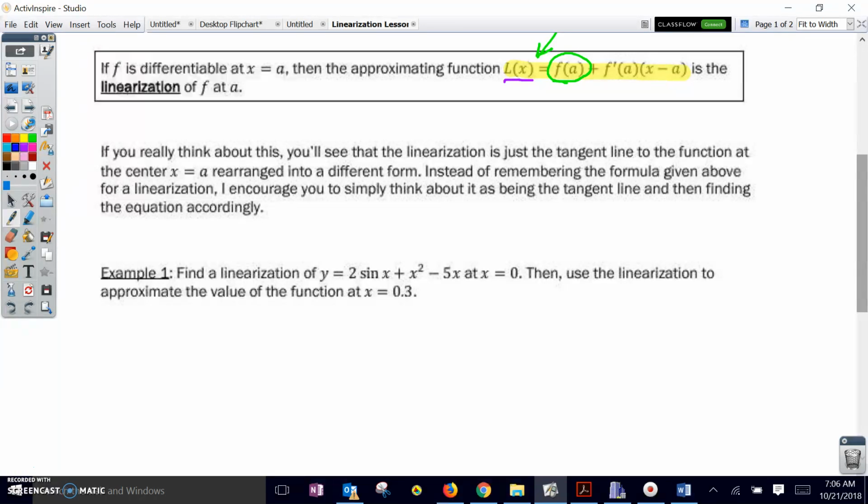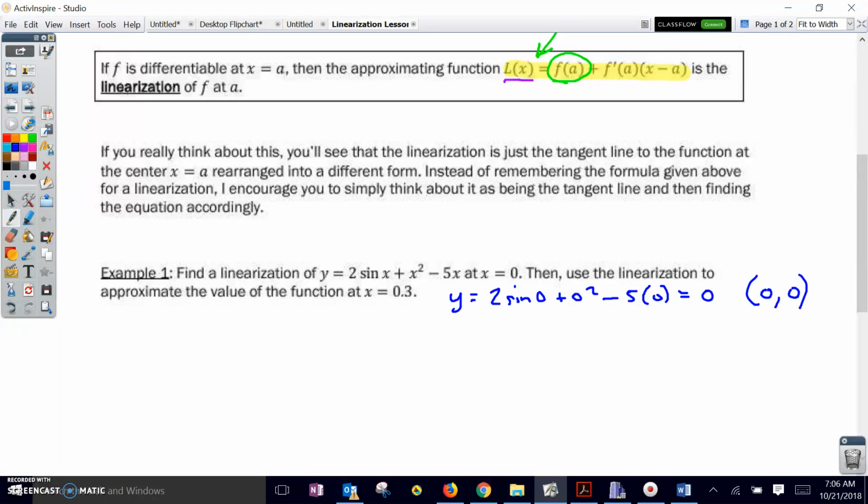So let's look at example 1. We're going to find a linearization of the function y equals 2 sine of x plus x squared minus 5x at x equals 0. In order to find the tangent line, the first thing I need is a y-coordinate for my point. So I substitute 0 into the original function, and I get that the y-coordinate of the point is 0. So this is going through the point (0, 0).